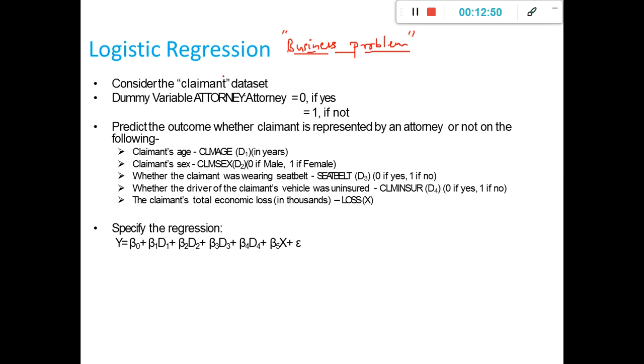The data set named over here is a claimant data set. Now what is claimant? The terminology is also important to understand. So there is claimant, there is attorney. Age anybody can understand. Sex means gender. Seat belt is one of the variables over here. Claimant insurance is one of the variables over here. Loss is one of the variables over here. So by looking at this terminology, we can say that this particular business problem is dealing with motor insurance.